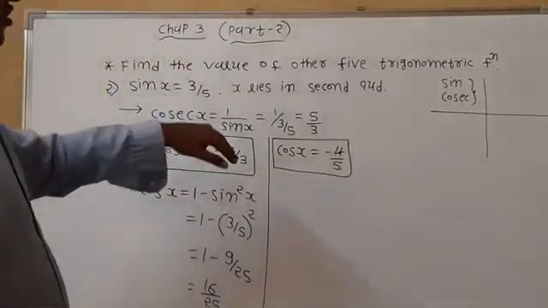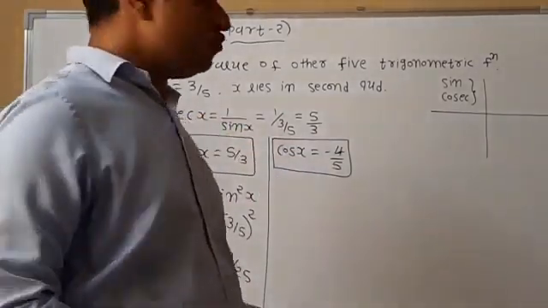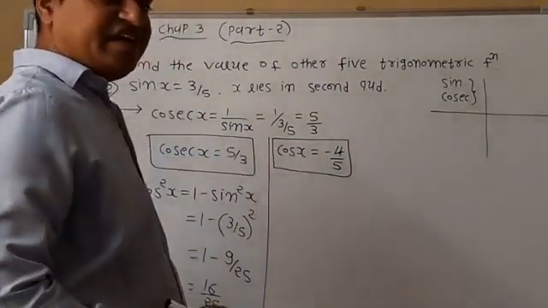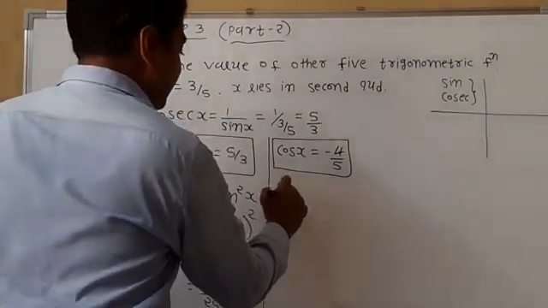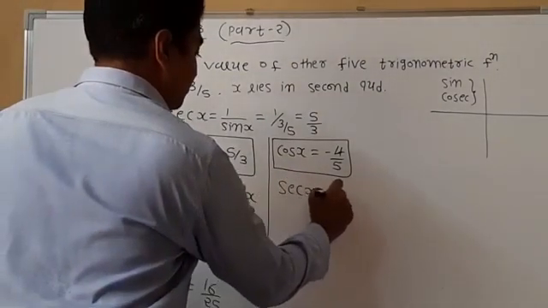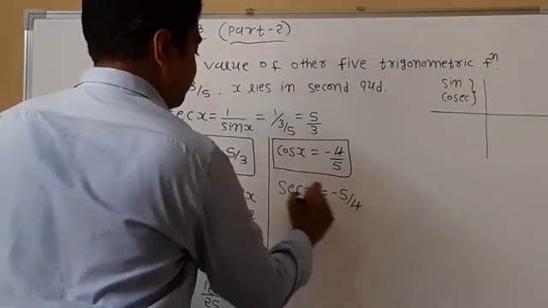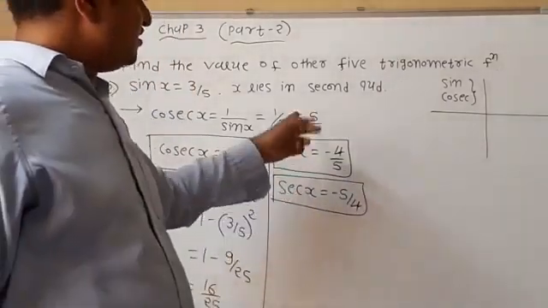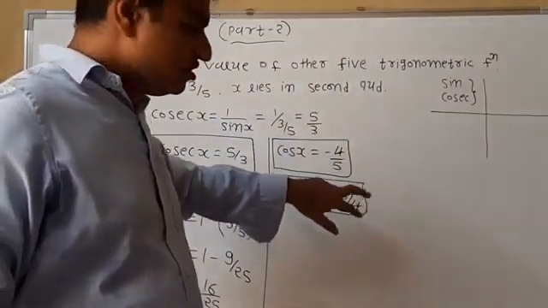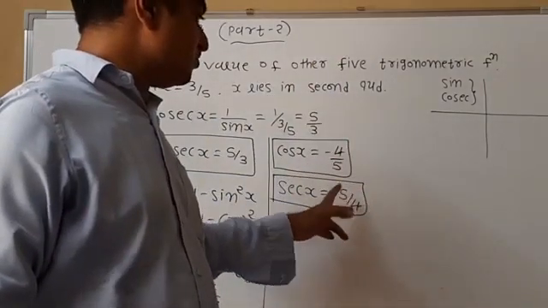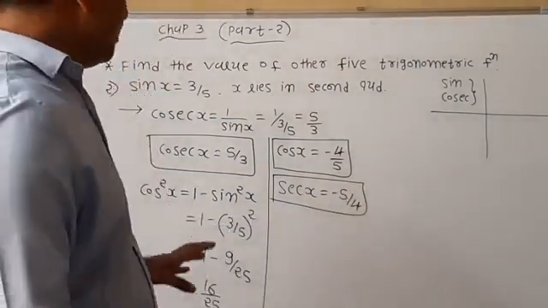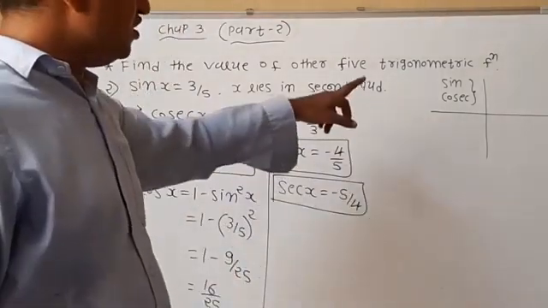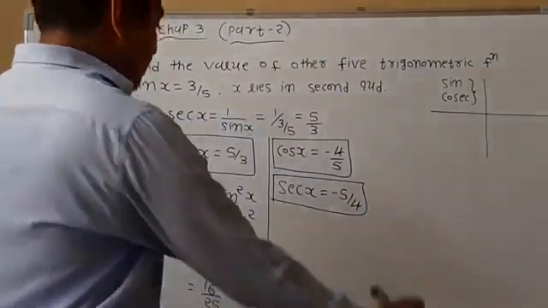Now using the same value, find the value of sec x. So sec x is equal to minus 5 by 4, right? Because we know that sec x is equal to 1 by cos x and this value is written in reverse order. So we get the value of sec x. Now we find the value of tan and cot.